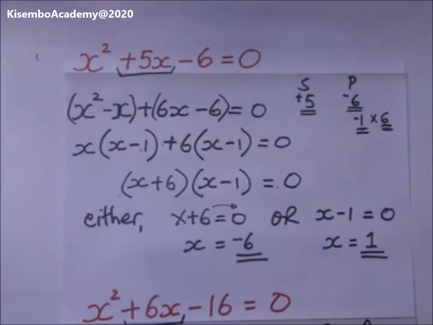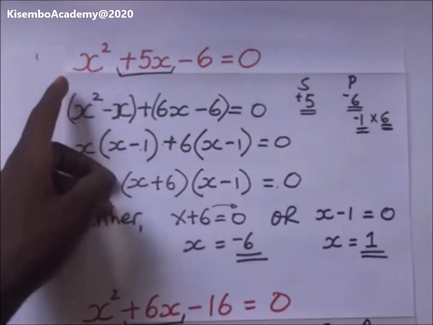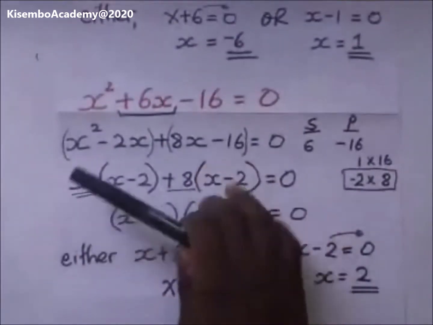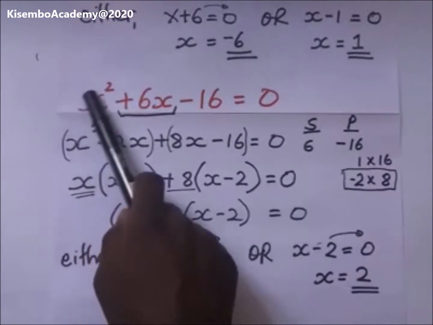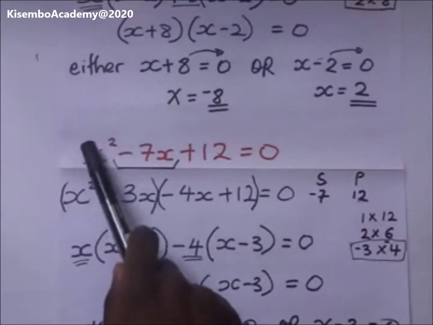In all the three numbers we've just done, you realize that the coefficient of x squared has been 1. If you look at this, the coefficient of x squared here is 1. The coefficient of x squared here is also 1. And the coefficient of x squared here is 1.